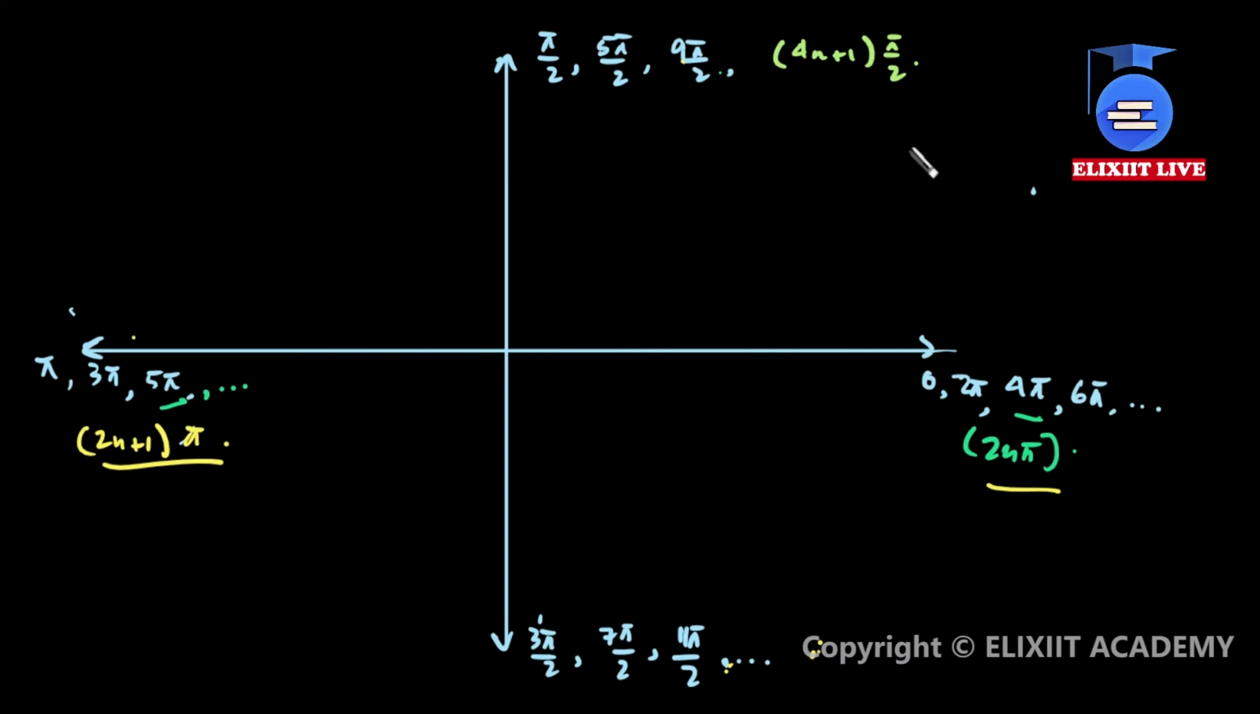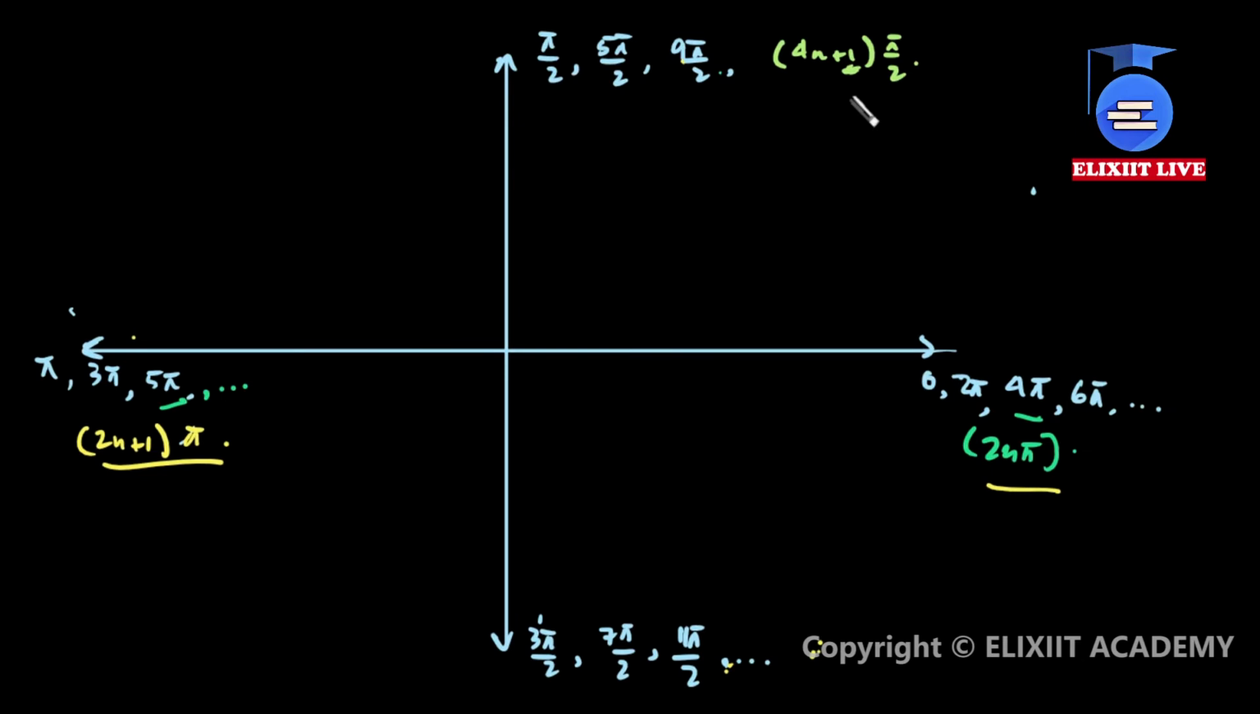If you divide these numbers by 4, the remainder will be 1. This is your remainder, 1. You take any number, let's say 5, you divide by 4, and the remainder is 1, you will see. That's why we write this as 4n plus 1 or 4k plus 1, whatever you write, n or k. It is a simple concept of number theory. So these numbers, over here we have pi by 2, then 5 pi by 2, then 9 pi by 2, and so on. These numbers are of the form 4n plus 1 pi by 2.